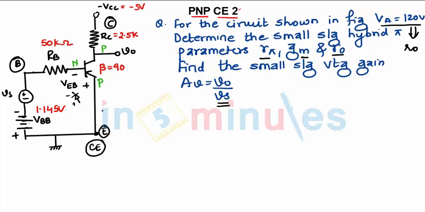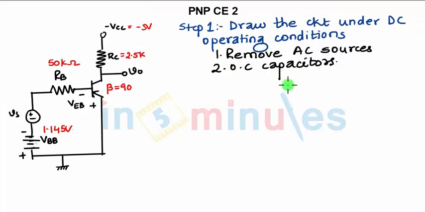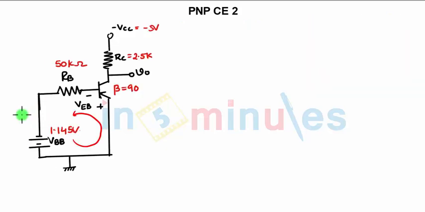To start with, what is our first step? We draw the circuit under DC operating conditions. That is, we remove the AC sources. So this AC source will be removed from the circuit. Then there is no more capacitor to open circuit. So how the circuit will look like? The circuit will look like this. The AC source which was in here has been removed.